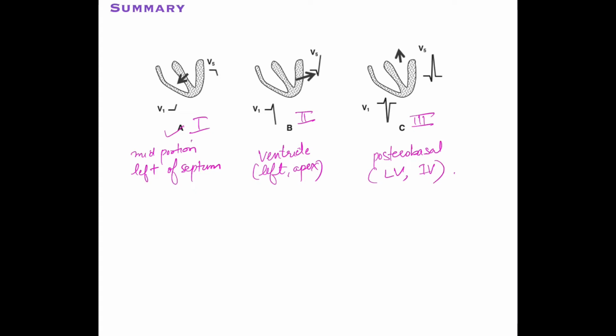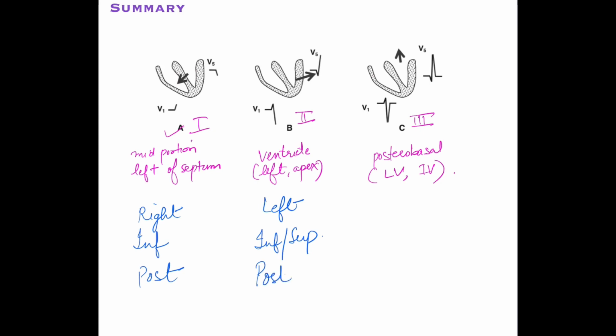Now that we know the reason behind the formation of each of these vectors, that is vector 1, 2, 3, we need to know in which direction each of these vectors is directed. So coming to vector 1, it's directed towards the right side, then inferiorly and posteriorly. Coming to vector 2, it's directed towards the left, again inferiorly and posteriorly.